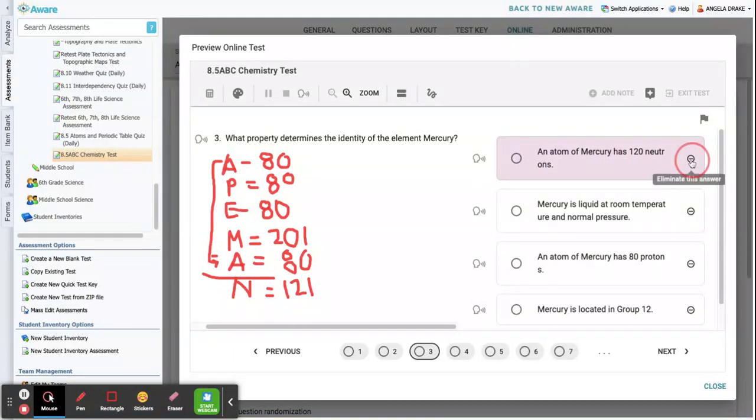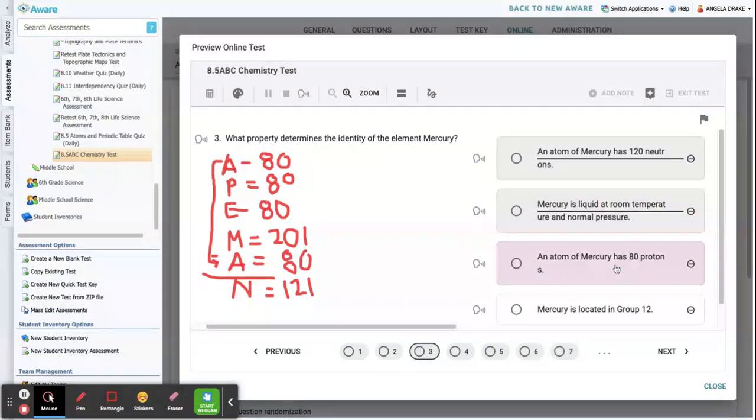Well, that's not true. Mercury is liquid at room temperature and normal pressure. That is true, but that doesn't determine the identity of an element because I'm looking for the identity of the element. An atom of mercury has 80 protons. This is correct. And remember, my protons always tell me an element's identity. Mercury is located in group 12. Well, that's true, but again, it doesn't determine its identity, and that's really what I'm looking for. So my answer should be an atom of mercury has 80 protons.